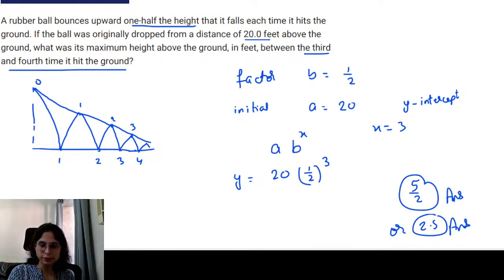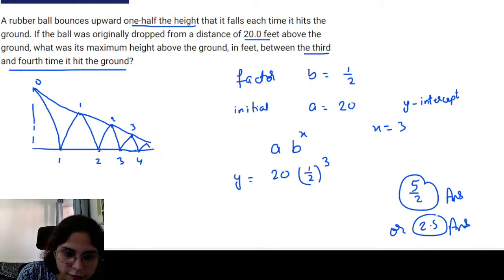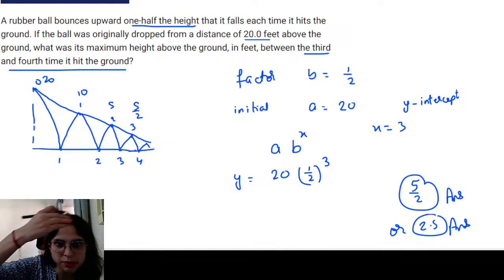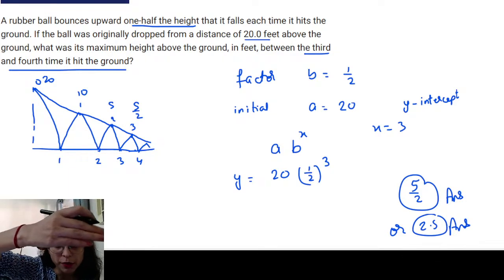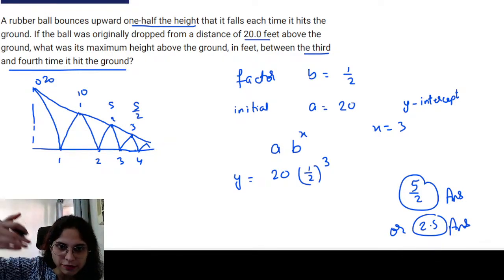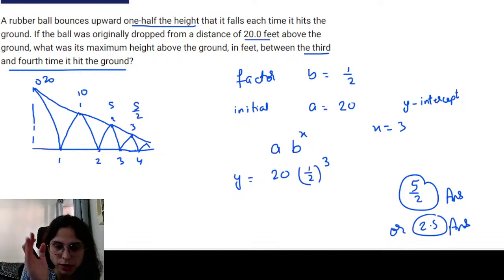So between third and fourth, the answer is going to be 5/2, because this is 20, this will become 10, this will become 5, this will become 5/2 or 2.5, because they are reducing by half every single time. Or you can use the equation as well, or you can use the diagram as well. Both are perfectly fine. Got it? The maximum height is going to be halved each time. So after 20 it is going to be 10, then 5, then between the third and fourth time it is hitting the ground, it is 5/2.